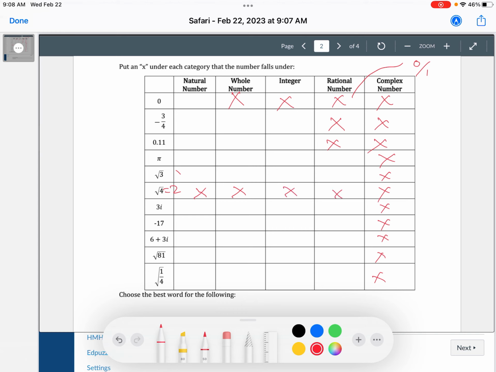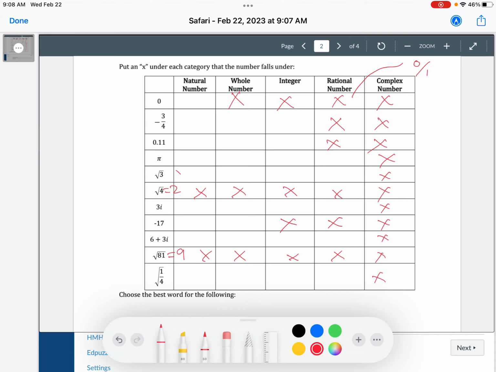3i, this is a pure imaginary number. -17 is not natural, it's not whole, because remember, natural and whole numbers don't include negatives. It is an integer, it is a rational. This is a complex number only. Square root of 81, another trick question. Square root of 81 is 9, which is natural, which is whole, which is integer, which is rational.